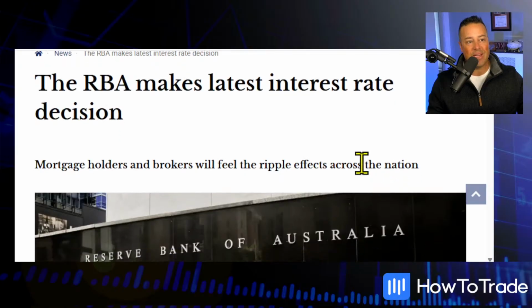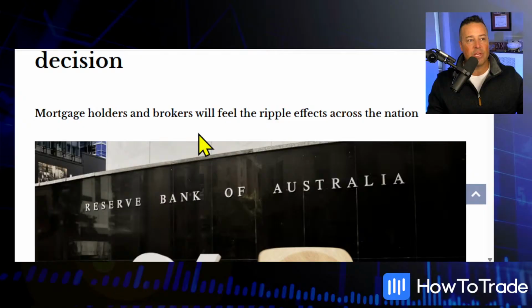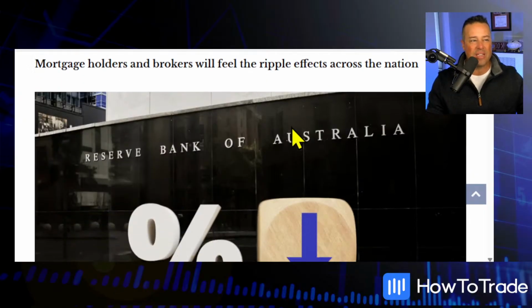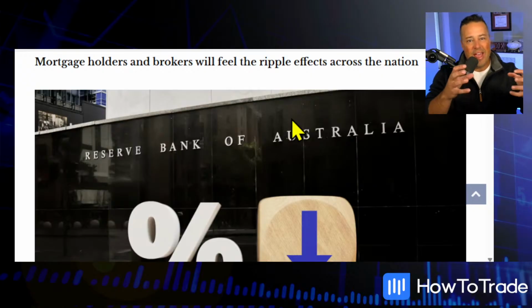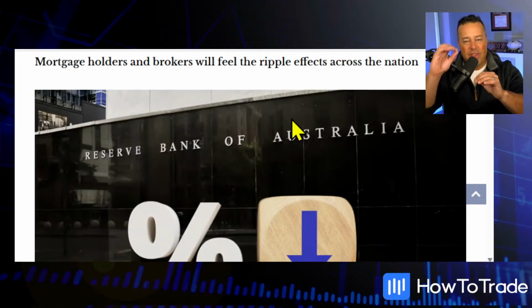Now, the RBA makes its latest interest rate decision. This was interesting because mortgage holders and brokers will feel the ripple effects. There's a lot of variable rate mortgages in Australia. Now, there's a lot of them in the United States, and there's a lot of them everywhere. And what a variable rate mortgage is, if you don't know, is something where you get into it at a certain rate, and then as the prime rate evolves, the mortgage is either discounted or raised.